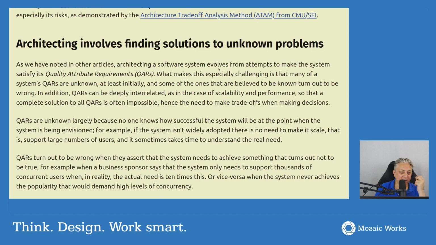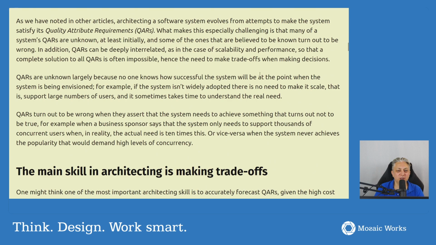Architecture involves finding solutions to unknown problems, yes. As we have noted in other articles, architecting a software system evolves from attempts to make the system satisfy its quality attribute requirements. What makes this especially challenging is that many of system QARs are unknown, at least initially, and some of the ones that are believed to be known turn out to be wrong. In addition, QARs can be deeply interrelated, as in the case of scalability and performance, so that a complete solution to all QARs is often impossible, hence the need to make trade-offs on making decisions.